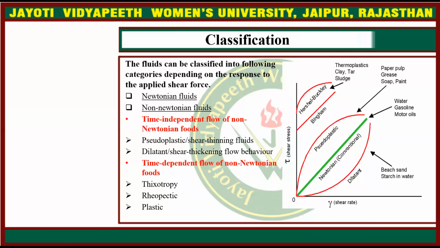Then this is the classification. The fluids can be classified into the following categories depending on their response to the applied shear force: Newtonian and non-Newtonian. Time-independent flow of non-Newtonian fluids is called pseudoplastic shear thinning and dilatant shear thickening flow behavior. And time-dependent flow of non-Newtonian foods is thixotropic, rheopectic, and plastic.